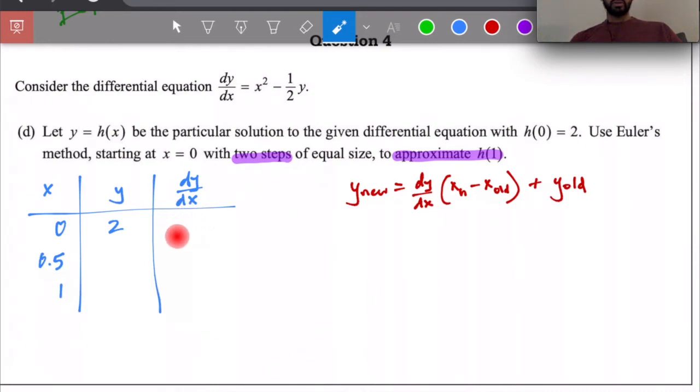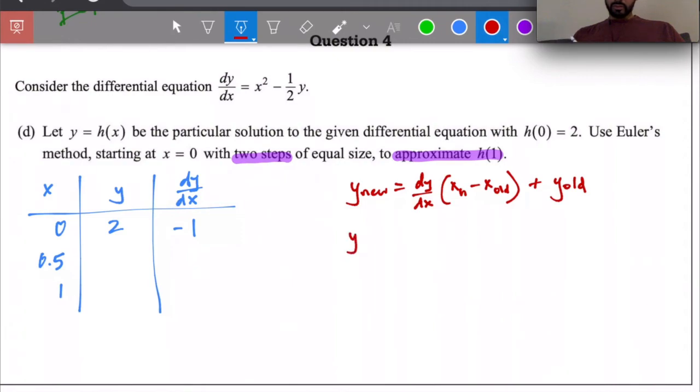Okay, so I first need to figure out what dy/dx is in this current step. So the way I do that is I plug in 0 and 2 into this equation here, the differential equation. So if I plug in a 0 for x and a 2 for y, I'm going to have negative 1 as my first dy/dx: 0 squared minus 1/2 times 2.